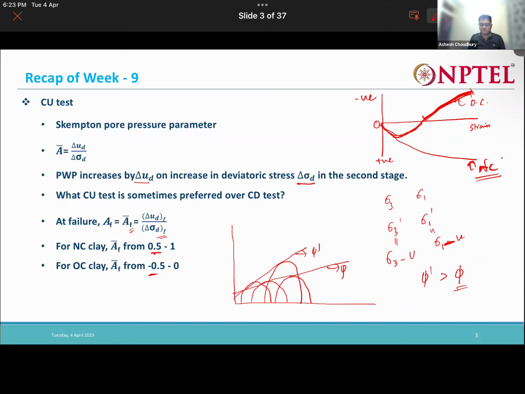So for normally consolidated clay or loose sand, and over consolidated clay or dense sand, the behavior is kind of similar. Okay, so this is because, say, you are allowing drainage, then the normally consolidated clay, the volume tends to decrease. You allow drainage, and for over consolidated clay, there is a tendency for the volume to increase. So there is a tendency of dilation. Okay, so that's why this happens.